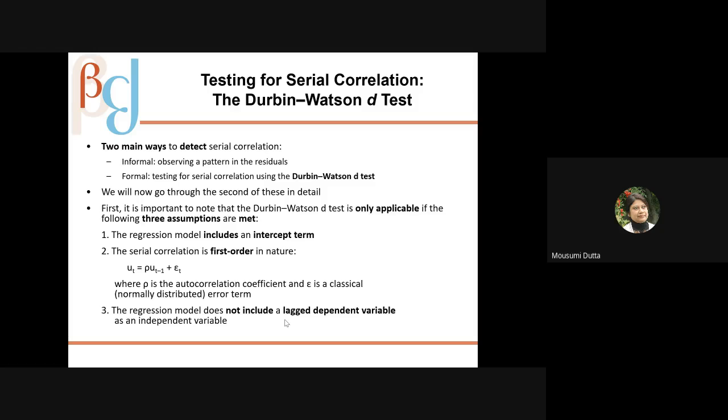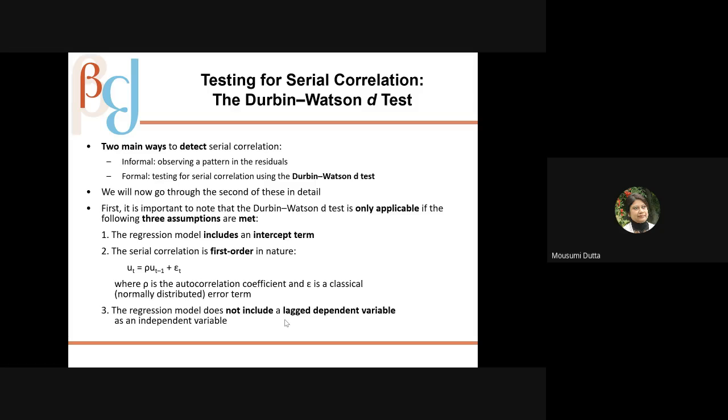Second, the serial correlation is first order in nature: ut is equal to rho ut minus 1 plus epsilon t. So the DW test is applicable if and only if there is first order serial correlation. This is really a limitation because when you handle real life data, it may happen that ut is not functionally related to ut minus 1. Rather, it is related to, say, ut minus 3. In that case, you will not be able to apply the DW test. That is the problem.